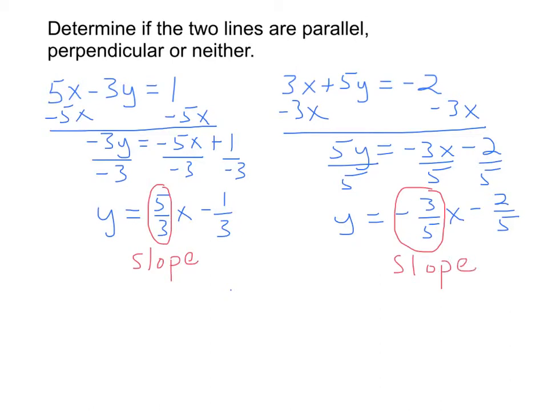Now if we compare the two slopes, we notice that they're negative reciprocals of each other because one's positive and the other's negative, and they're also reciprocals, meaning the fraction is flipped. Therefore, we can conclude that these lines are perpendicular.